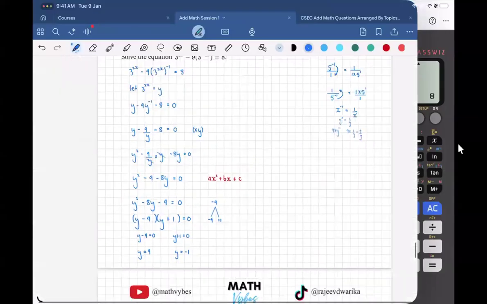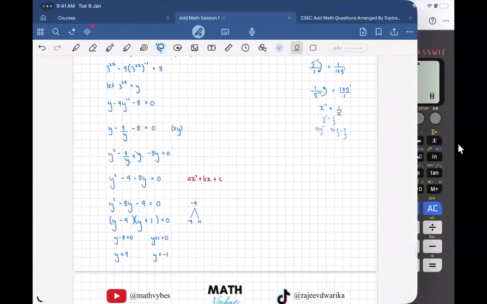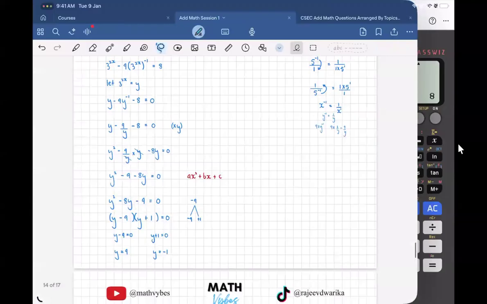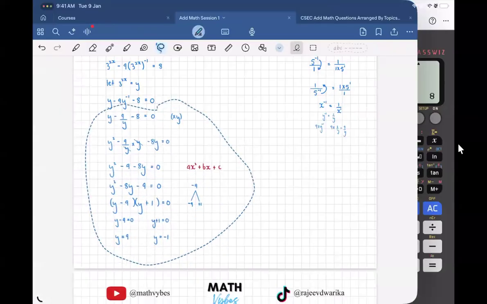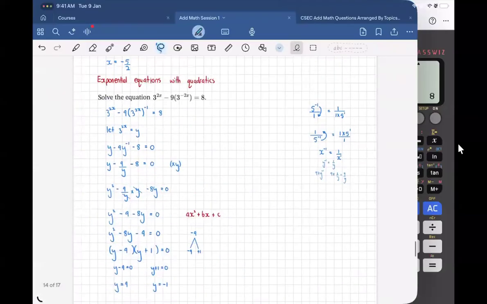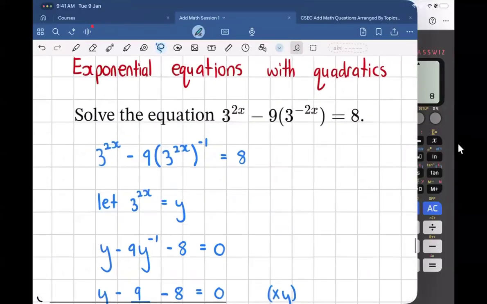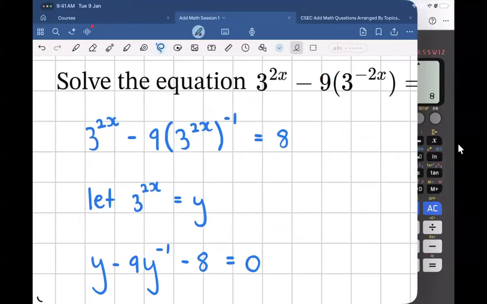Now we are not done. You need to remember what, so Serena, you need to remember what we had decided y was equal to. What did we say y was? Y was equal to what? 3 to the power of 2x. Right. Anybody confused? Remember at the start, we had said that 3 to the power 2x would be equal to y.